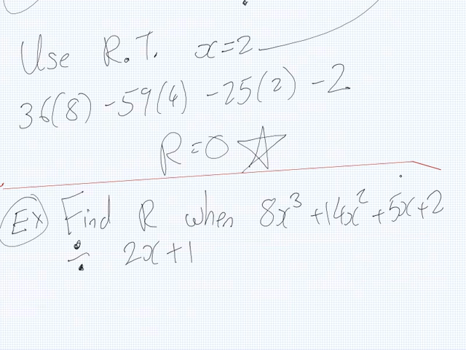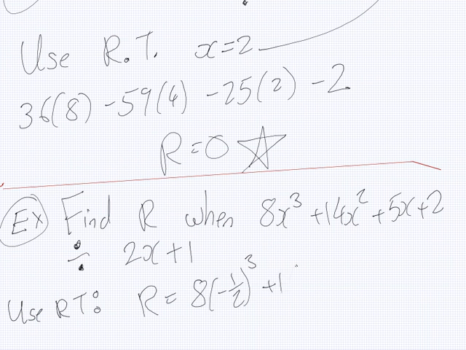Okay, so this one here, if we use the remainder theorem, then the remainder should be 8 times minus a half cubed plus 14 times minus a half squared plus 5 times minus a half plus 2, and that will total 2. So that's the remainder then. That's okay. Okay, let's look at an example that's more difficult than this.